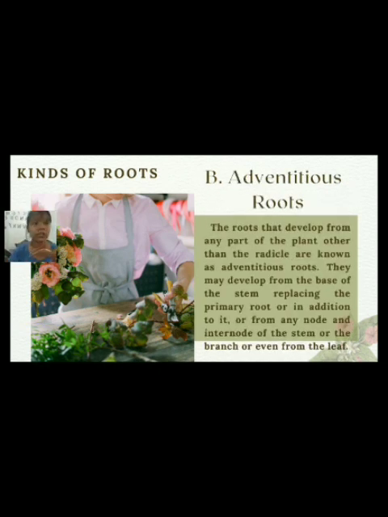So the next one is the adventitious roots. The roots developed from any part of the plant other than the radicle are known as adventitious roots. So they can develop from, for example, the stem of the plants or any organs of the plants, or sometimes the leaf.